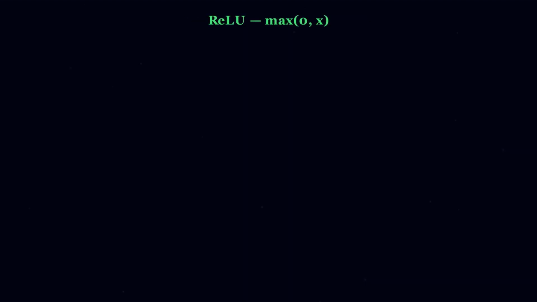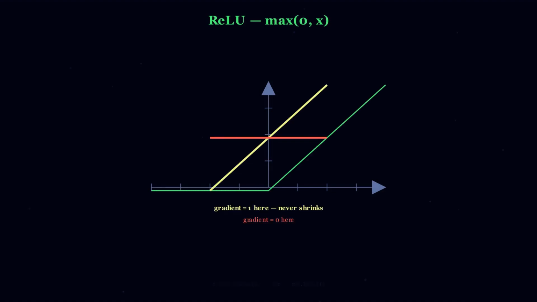ReLU, rectified linear unit. The modern default for hidden layers. Formula: output equals the maximum of 0 and x. If input is negative, output is 0. If positive, output equals the input. That is the entire function. Why it works: for positive inputs, the gradient is always exactly 1. No matter how deep the network, that gradient does not shrink. Vanishing gradient problem, solved for positive activations.